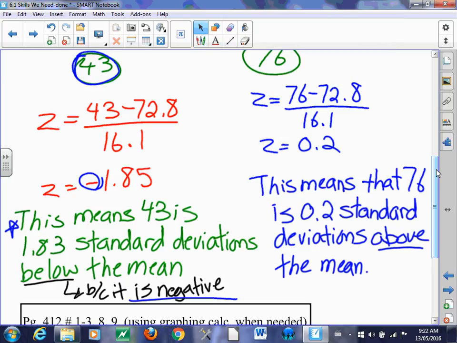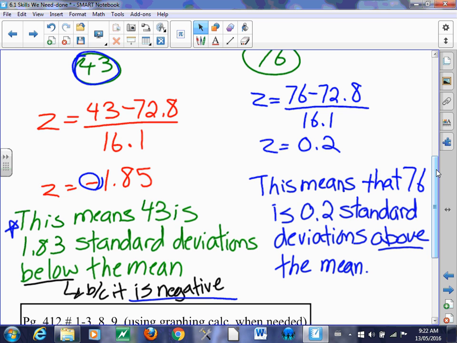Pretend we've got class marks, and my mean in the class is 72%, and my standard deviation is 16. If someone's sitting with a 43, guess what? They're not doing so well. So that's why they're below the mean, or below the average.